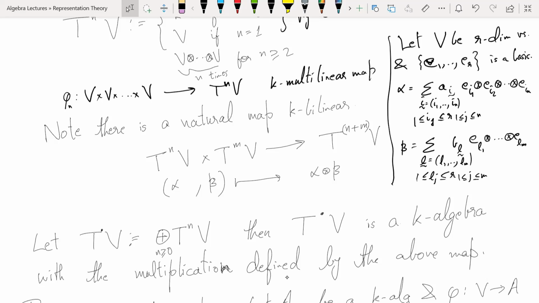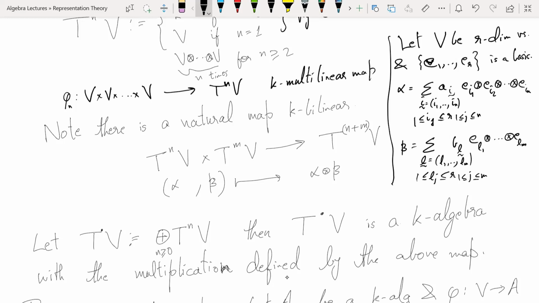Then one has to check that it is bilinear. T^n V is a K vector space, T^m V is a K vector space, and this map is K-bilinear. So this is called tensor products, the tensor product of tensor powers. If you are given two tensor powers, one is nth power and one is mth power, you can multiply them and get the (n+m)th power. This will be the product in the tensor algebra, which we are about to define.